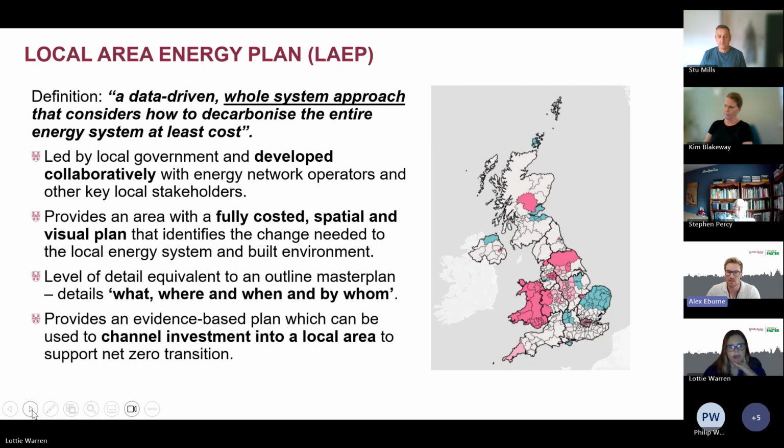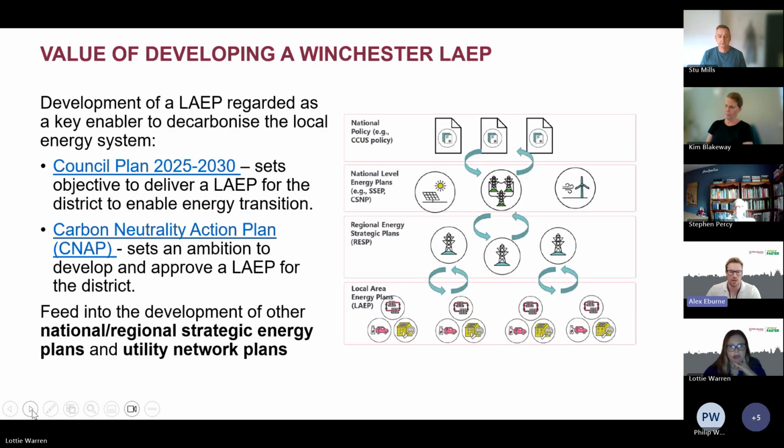Lots of other local authorities have taken initiative to develop a local energy plan, and it's now 1 in 6 local authorities are working on developing one of these plans for their local areas. So on the next slides, we wanted to highlight that we recognise the value of developing a local energy plan for the Winchester district, and development of a local area energy plan is regarded as a key enabler to decarbonise the local energy system. So it's within our policy framework. Our council plan has an ambition to deliver a local energy plan for the district to enable the energy transition, and also our carbon neutrality action plan sets an ambition to develop a local energy plan as well.